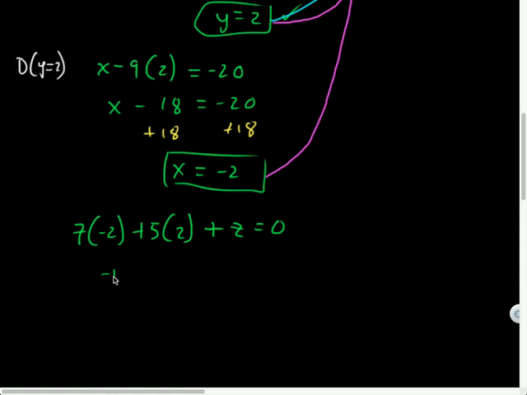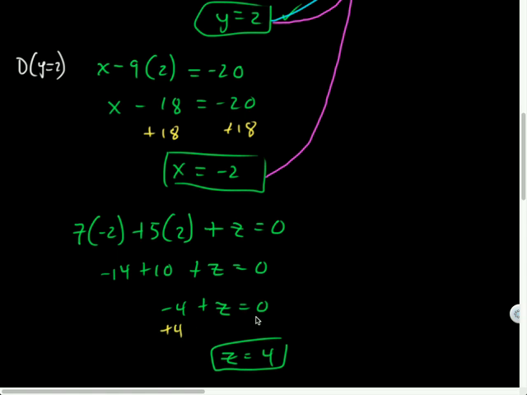And so that's negative 14 plus 10 plus z equals 0. Negative 4 plus z equals 0. And I'm going to end up with z equals 4 when I add my 4 to both sides, right? So my answer as an ordered triple would be negative 2, comma 2, comma 4.